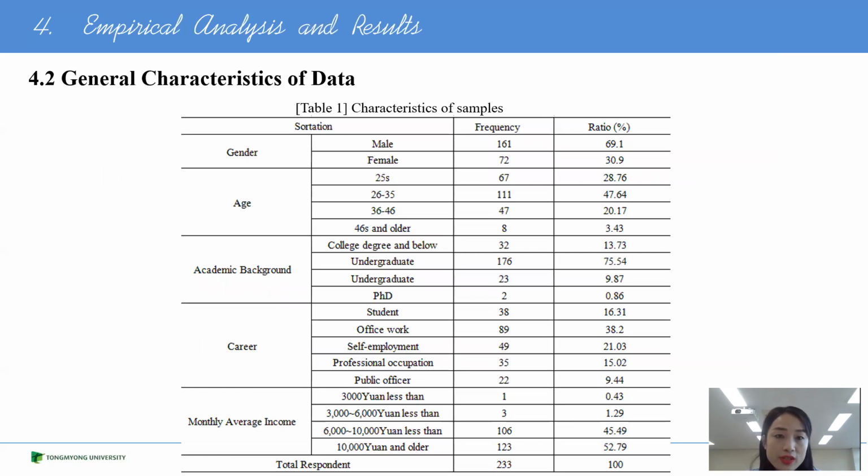Two, general characteristics of data. The results of characteristics of sample were shown in Table 1. Mainly includes gender, age, academic background, career, and monthly average income.